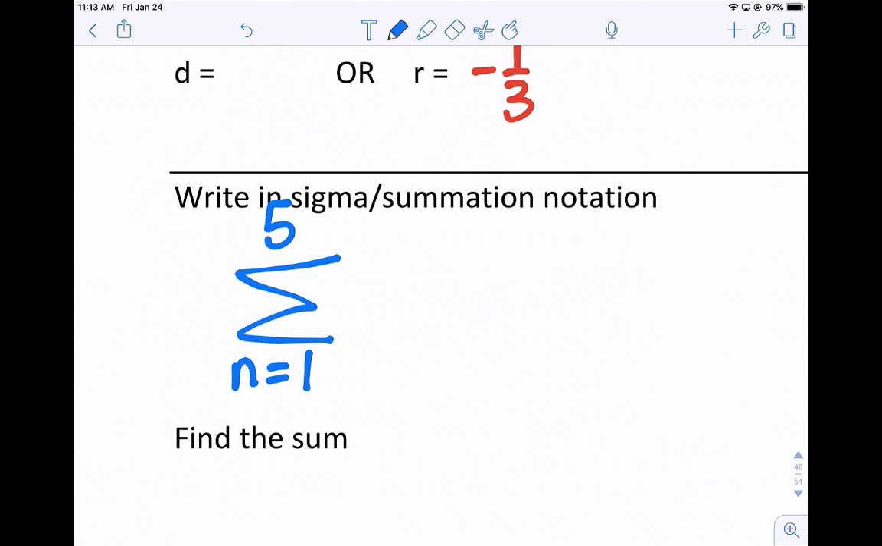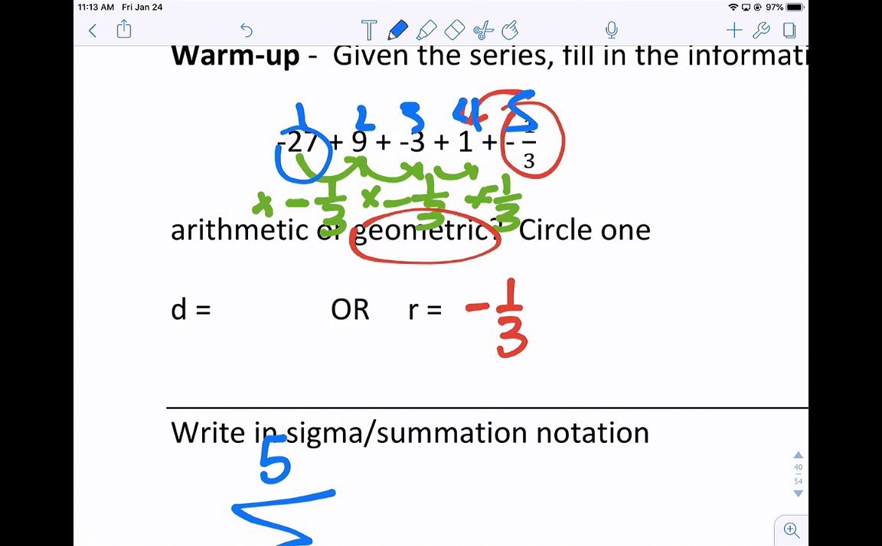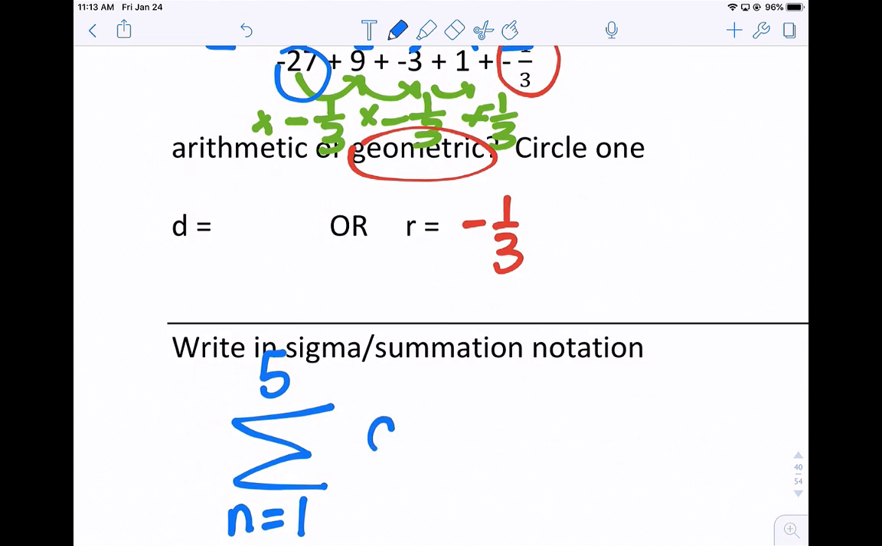And if it's geometric, there's 2 ways to write it. One way is we can go backwards 1. So this we would multiply -27 by -3 instead of dividing by -3. So -27 times -3. So that term would be 81, would be the 0 term. And again, we're multiplying by -1/3 every time. And n is the number of times you multiply by -1/3.